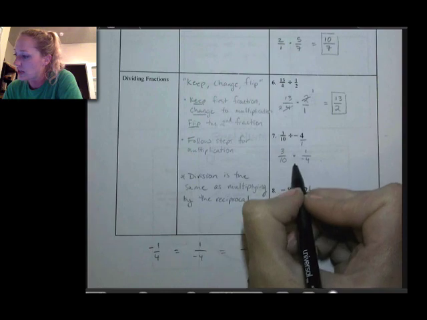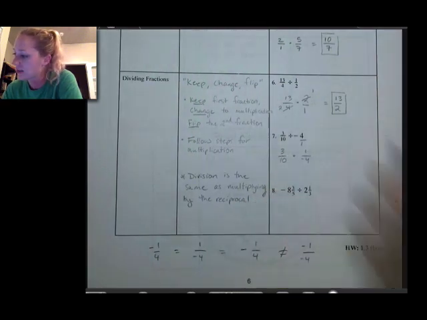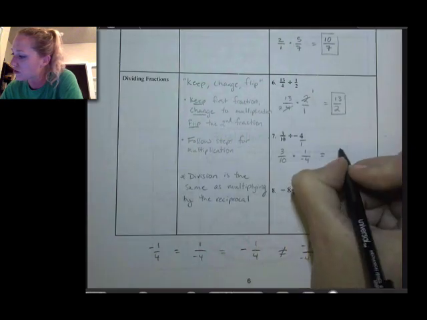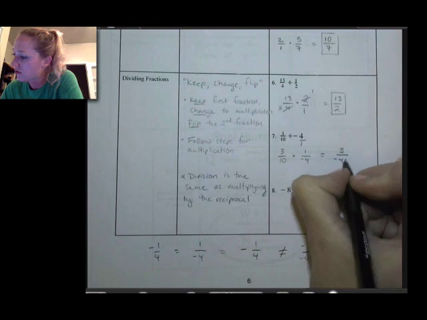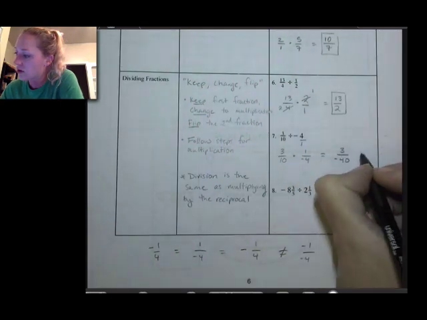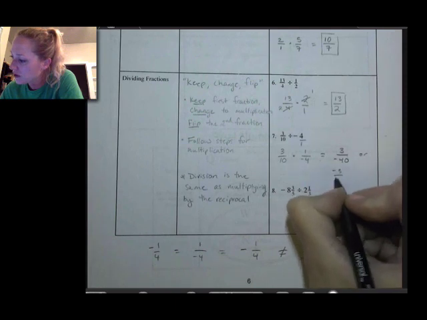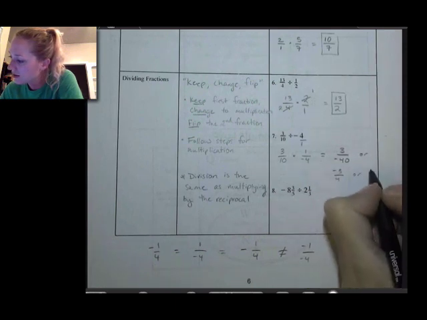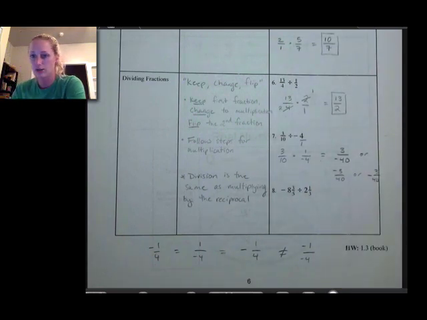So I'm going to check, can I cross cancel here? 3, nope, doesn't look like it. So we're going to multiply straight across, so 3 times 1 is 3. 10 times negative 4 is negative 40. So again, you can write it like this, or like this, or like this. The negative kind of in between the two. Any of those is correct.